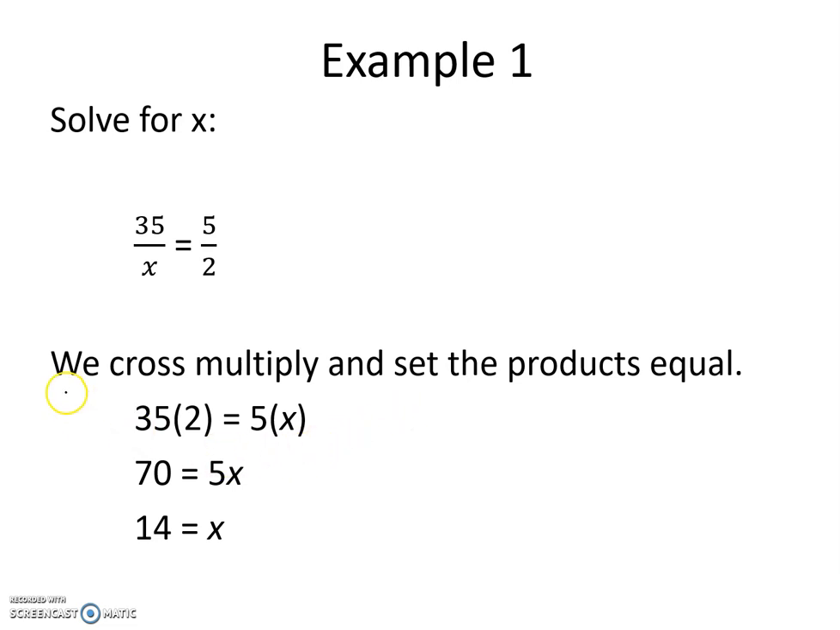Example 1, we're asked to solve for x. We're given 35 divided by x equals 5 over 2. We cross multiply and we get 35 times 2 equals 5 times x. 35 times 2 is 70. And so we're left with 70 equaling 5x. We don't want 5x, so we divide both sides by 5, and we find that x equals 14.